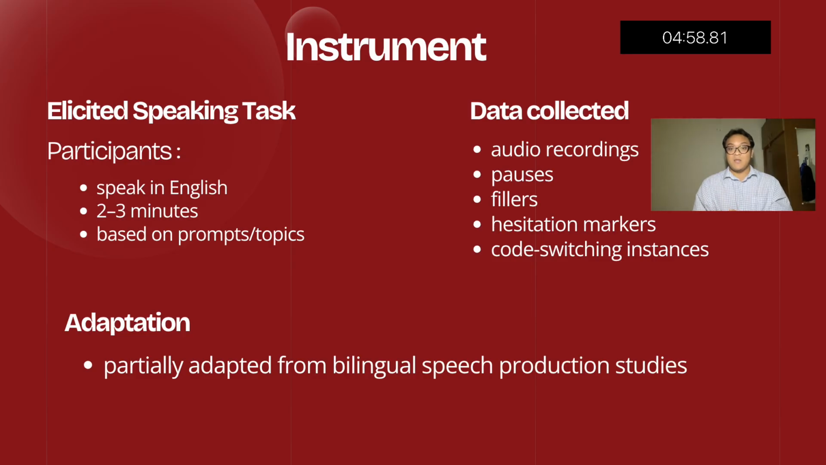The main instrument used in this study is an elicited speaking task. Participants will respond verbally to several speaking prompts in English for approximately 2 to 3 minutes. The prompts may involve topics such as university life, personal experiences, or opinions on familiar issues. Their responses will be audio recorded for transcription and analysis. This speaking task is partially adapted from previous bilingual speech production studies but simplified into a more natural, spontaneous speaking activity.